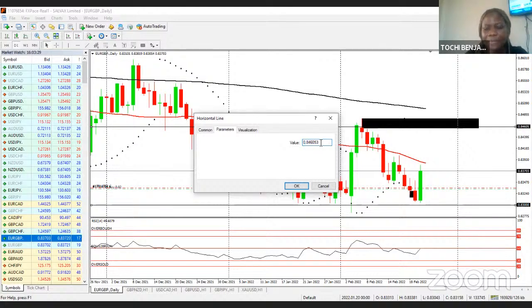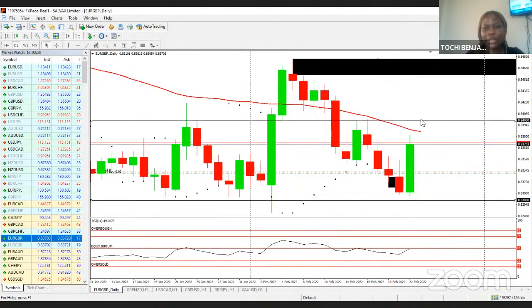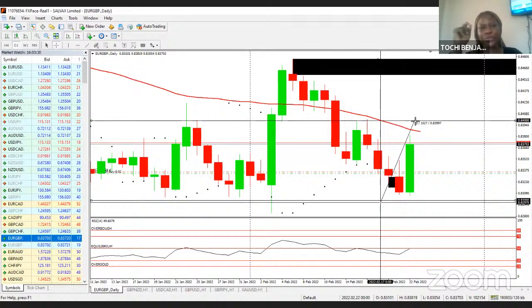So I can decide to see how price reacted around 84,000. Now look at our 84,000 here. That means from 83,000 to 84,000 is 100 pips. Just from here to here, it's a 100 pip move of Euro GBP.